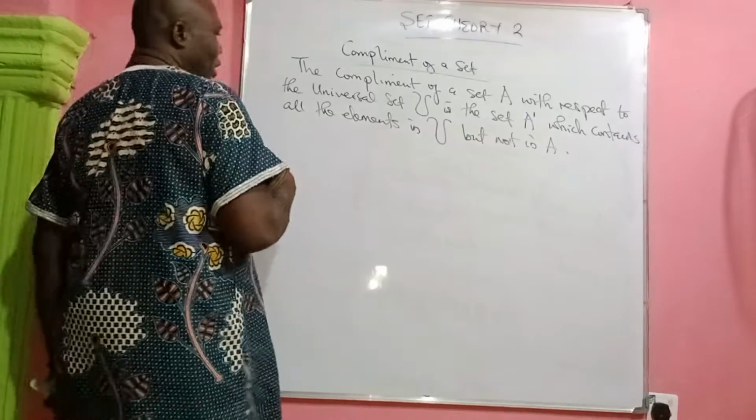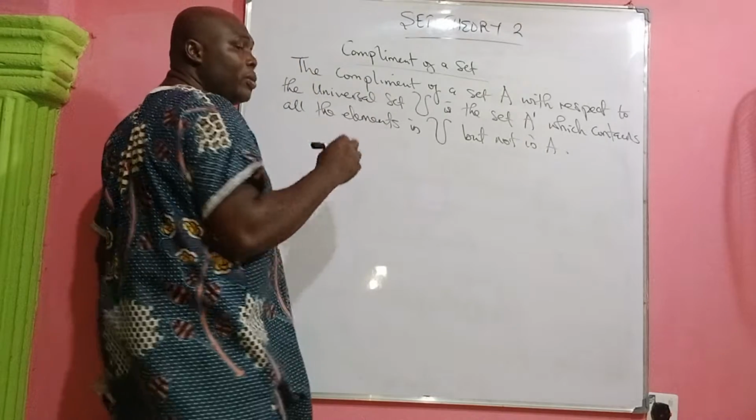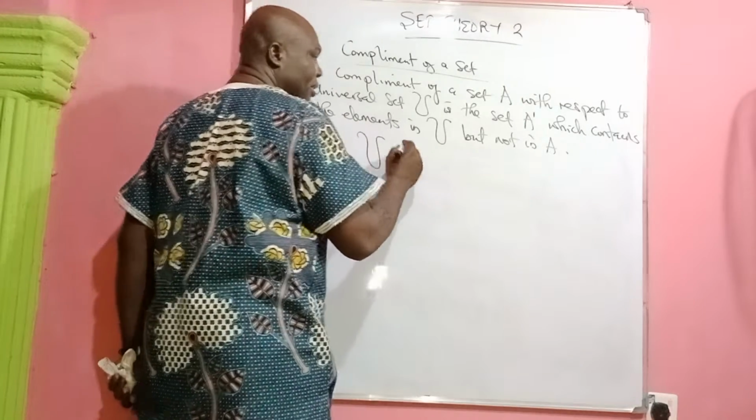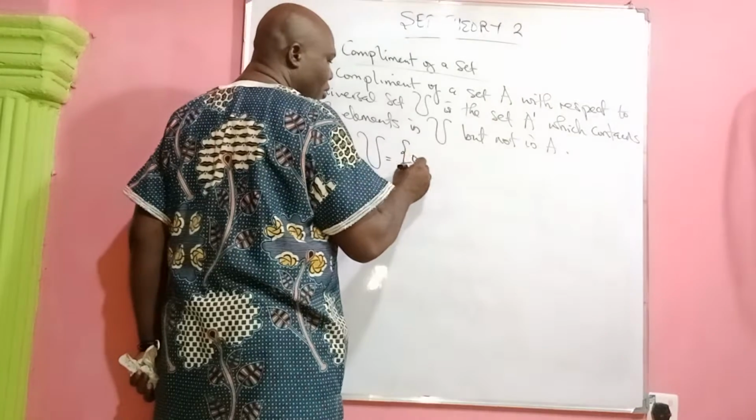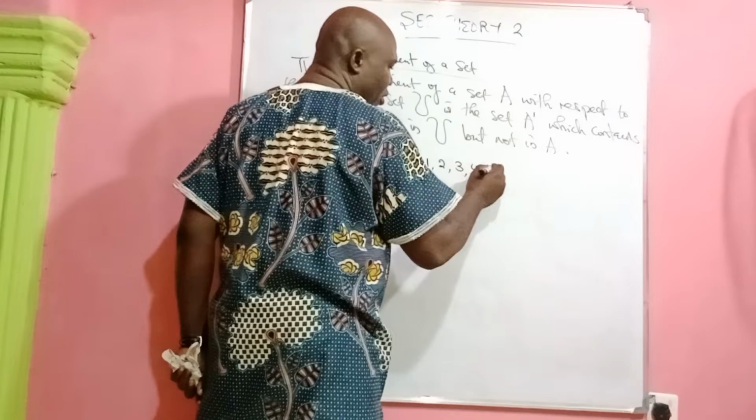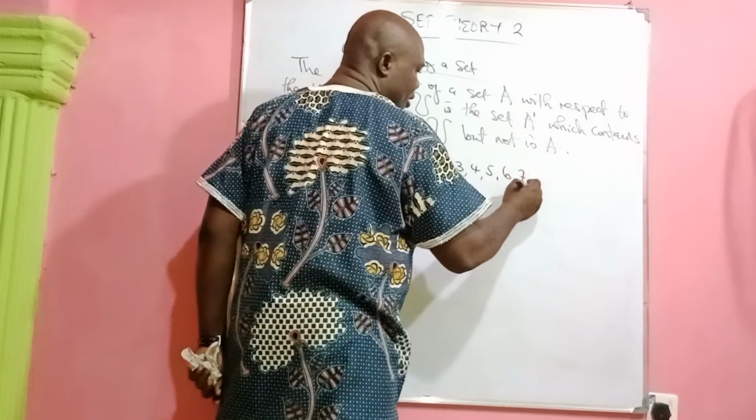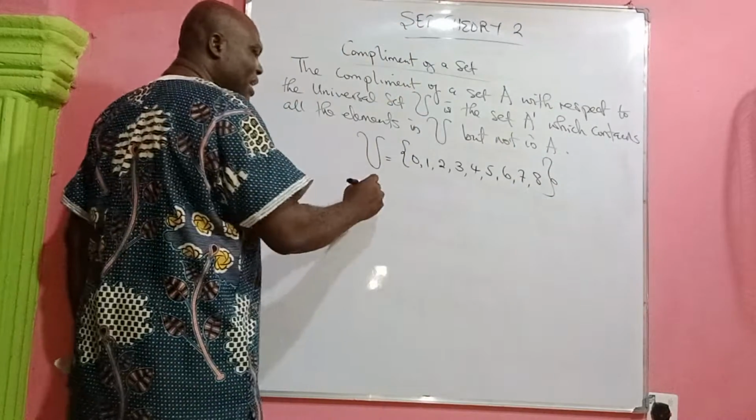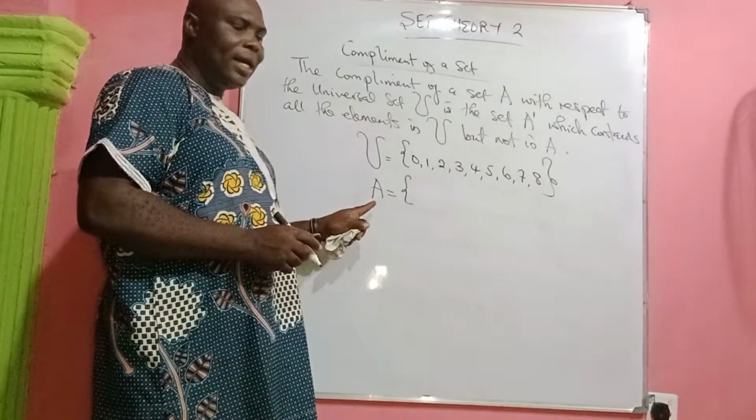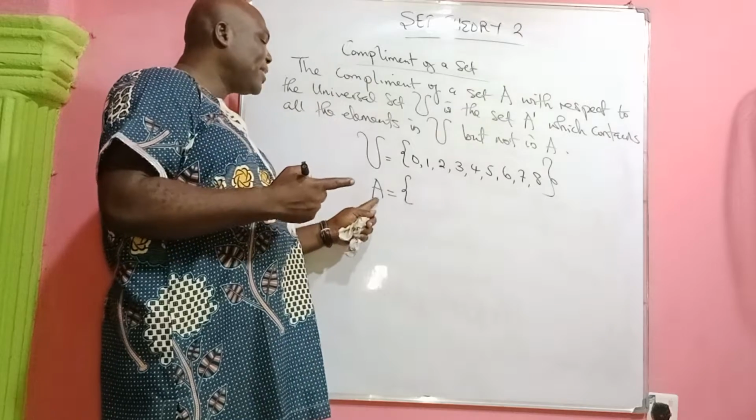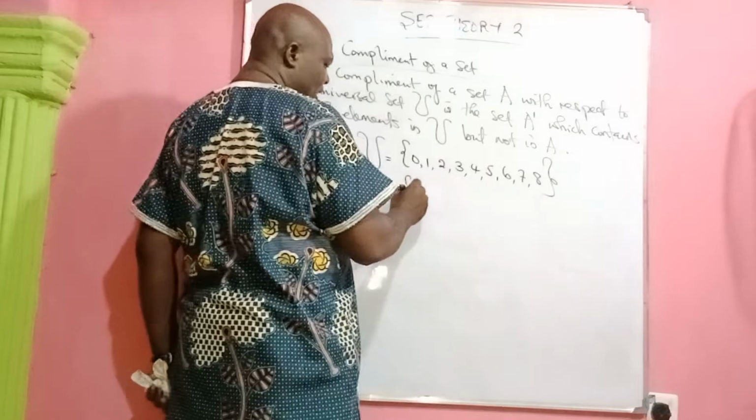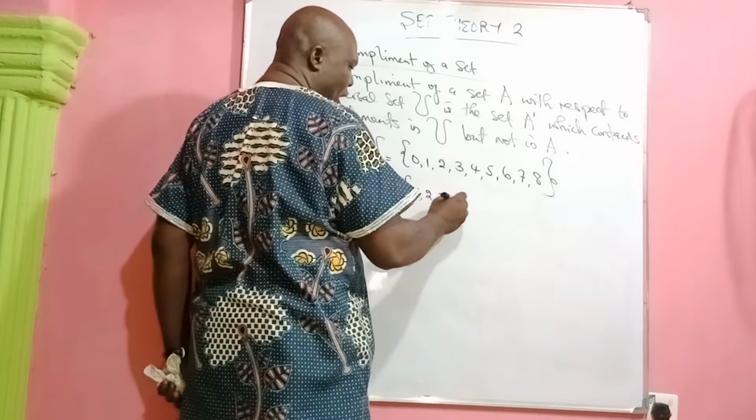So look at it this way. For instance, assuming you're given the universal set, capital U, and they say the universal set is a set of elements 0, 1, 2, 3, 4, 5, 6, 7, and 8. This is the universal set, and subsets are derived from the universal set. Now you're given another set A, which just contains the elements 1, 2, 3, 4, and 5.